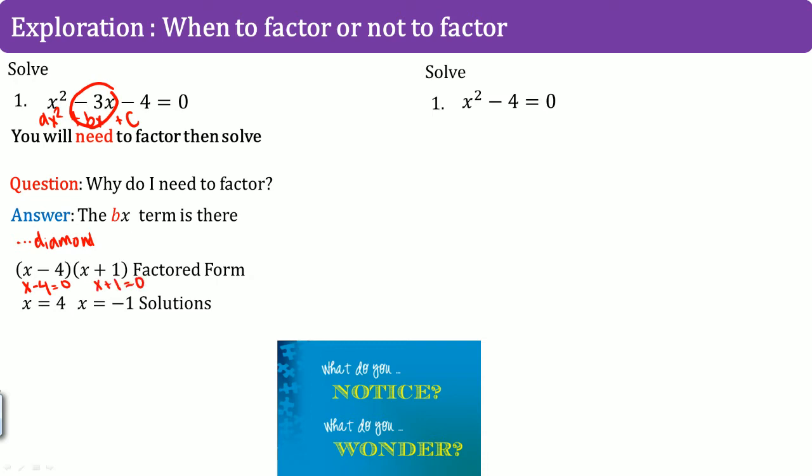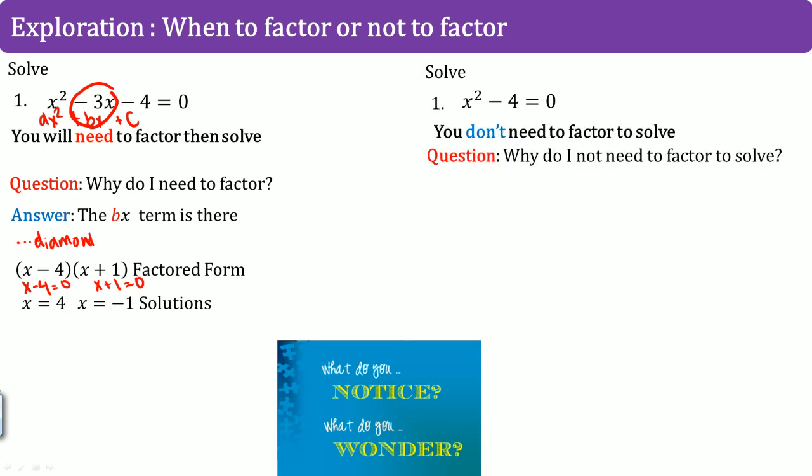On the right hand side, you do not need to factor. Why? Because that bx is 0x. There is no bx term. It's a missing term. It's not there. In that case, you can basically solve. To do that, you just add 4 to both sides, and you get x squared equals 4.